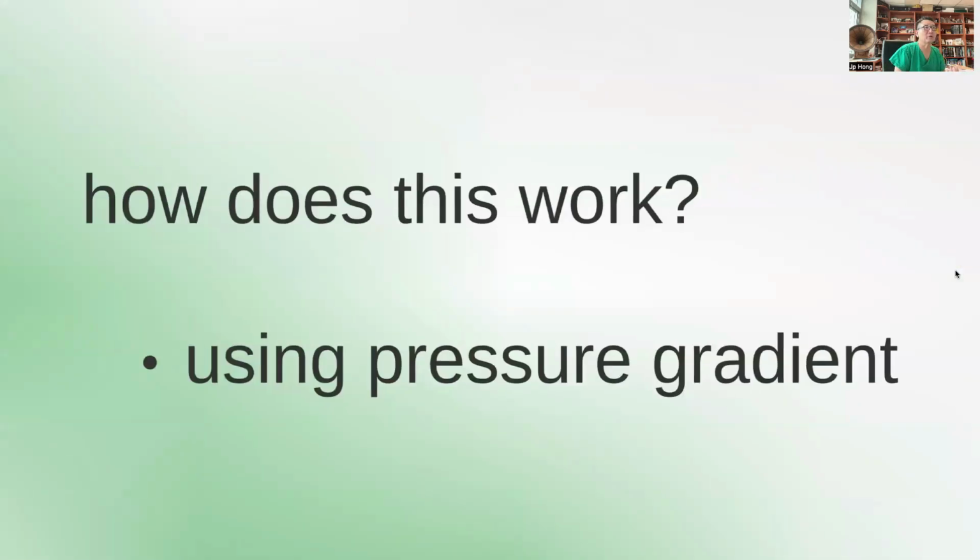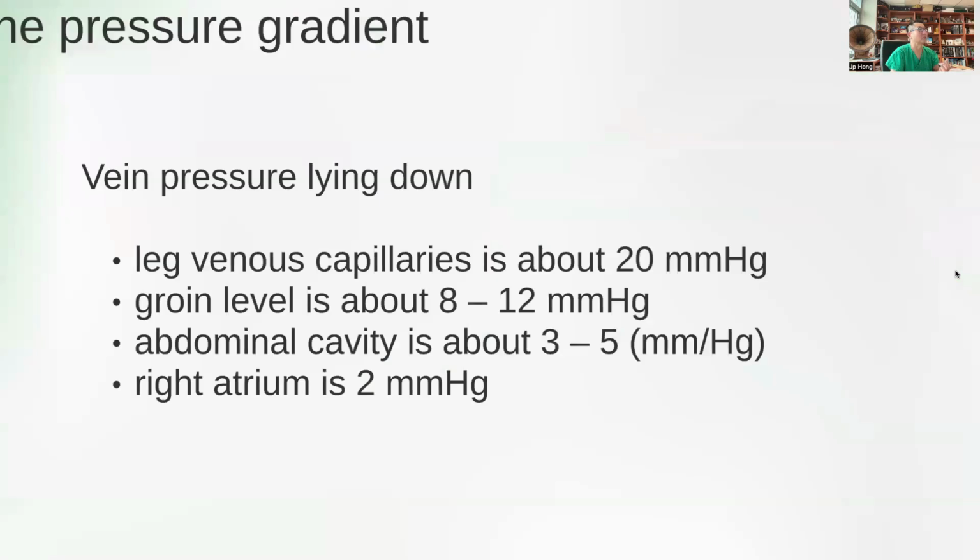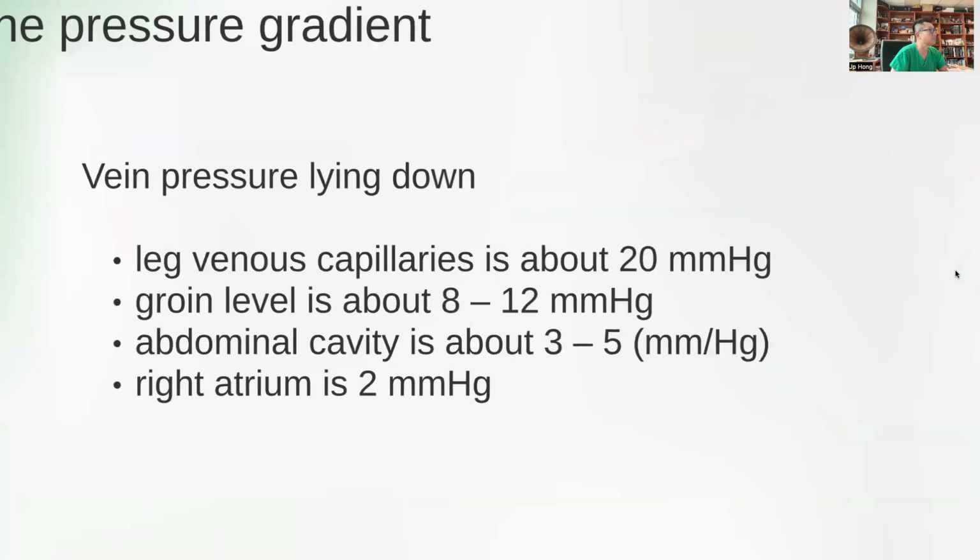So how does this work? It works by utilizing the pressure gradient. So what happens to the lymphatics when it's obstructed? The pressure goes up. And what happens to the vein? The pressure remains the same. So the high pressure lymphatics drains into the low pressure vein after doing lymphatico-venous anastomosis. The vein, when lying down, the pressure is low. And in the distal, the pressure is high. The proximal, the pressure is lower.